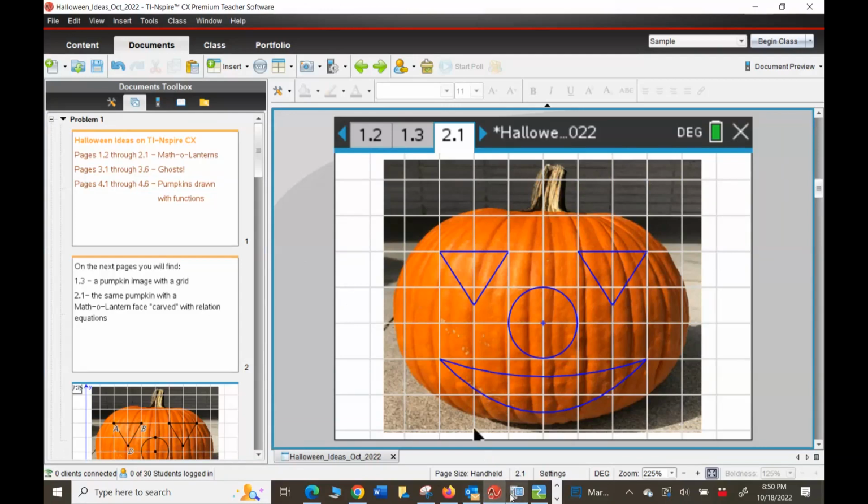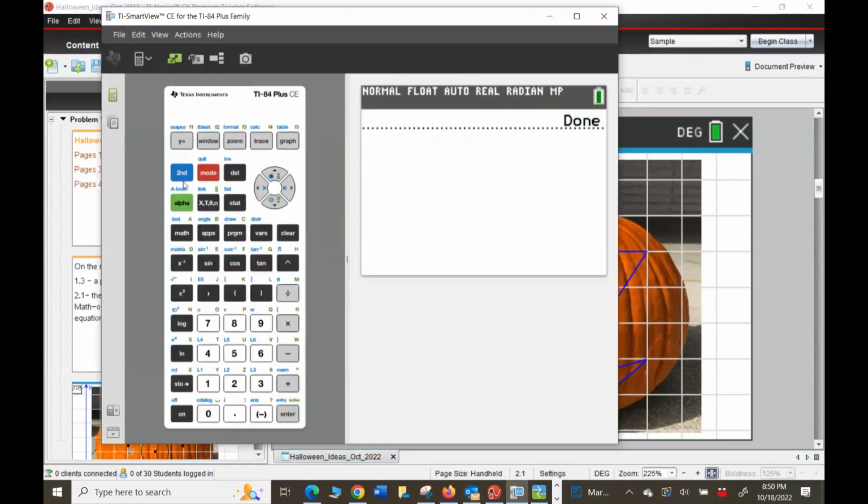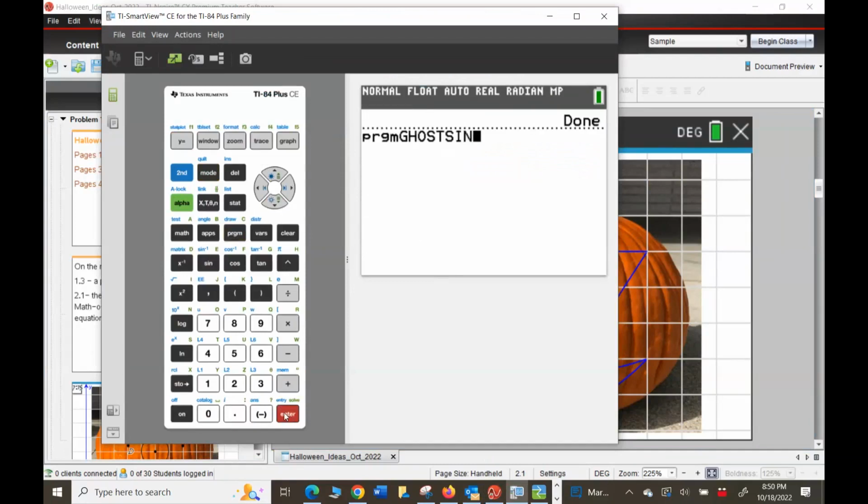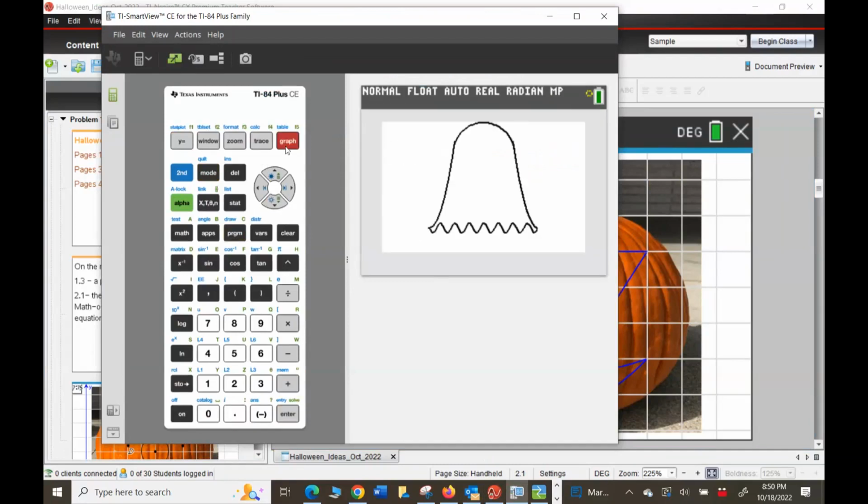In fact, before I do that, let me show one more thing. On the 84C, I forgot there's also a program called Ghosts. Looks like Ghosts In. I do want to show this. Go ahead and run that and see the graph. And it's very similar to the first Ghost, but you can see the difference is it's really Ghost Sign.